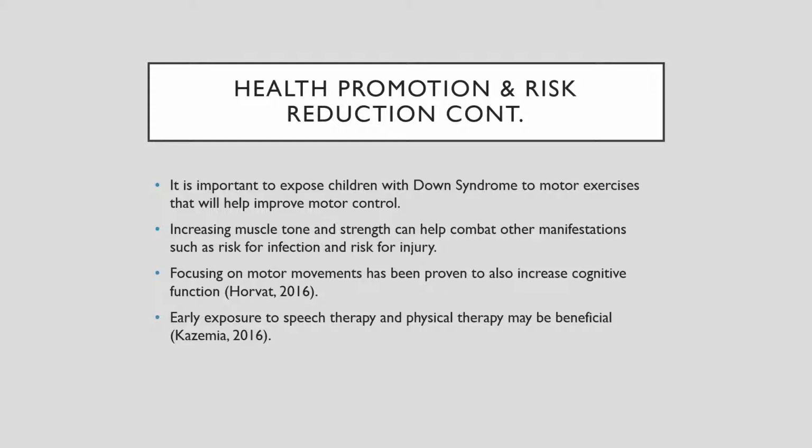It was previously thought that patients with Down syndrome should be sheltered and shouldn't be allowed to do much, but it's actually been shown that it's really important to expose children with Down syndrome to motor exercises that will help improve motor control later on. Some ways that they can benefit from this is that it increases muscle tone and strength, which can then help combat things such as risk for infection and risk for injury. Focusing on motor movements has also been proven to increase cognitive function. Some other things to consider are early exposure to speech therapy and physical therapy can help them develop their speech and develop their muscles early on.